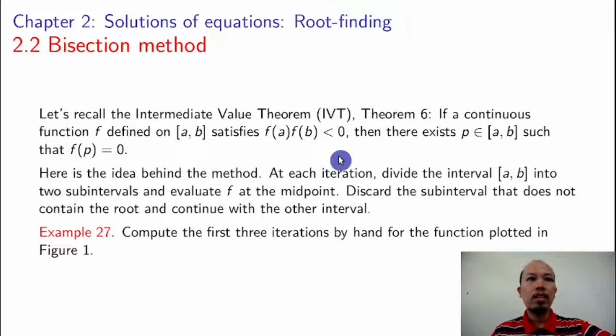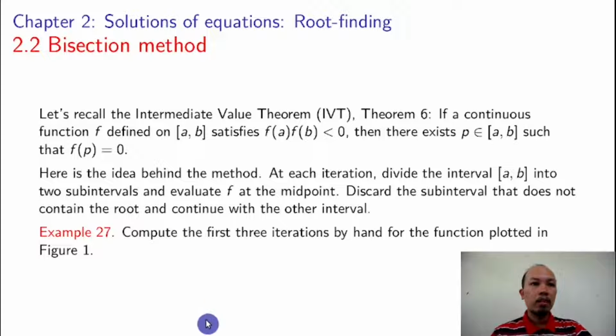So that's the algorithm for the bisection method. But if after two iterations you cannot approximately get the solution, then all you have to do is continue dividing the interval where there is a root.